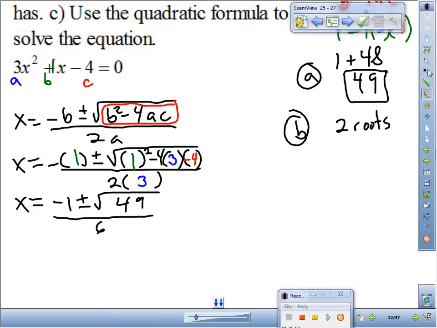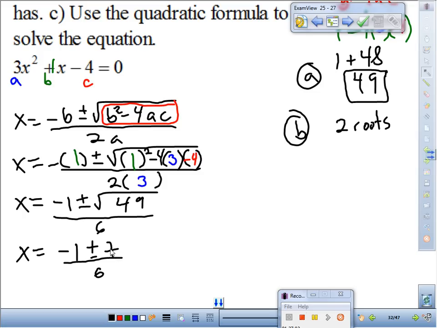So far, so good? Yeah. So we got x equals negative 1 plus or minus the square root of 49, which is 7, over 6. At that point, we write our two equations. So check this out.